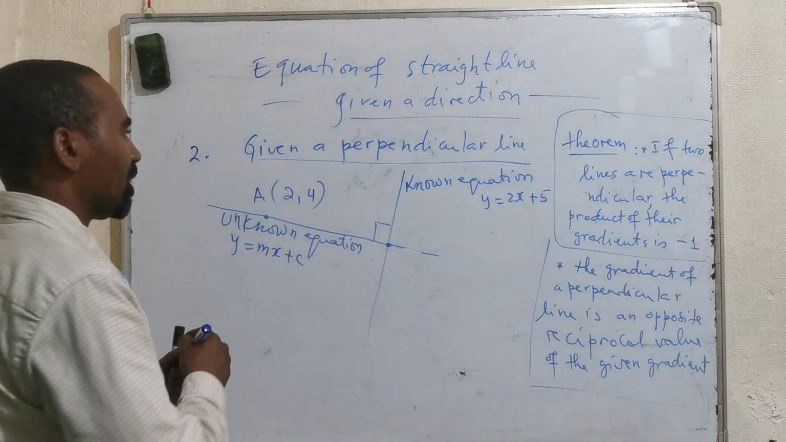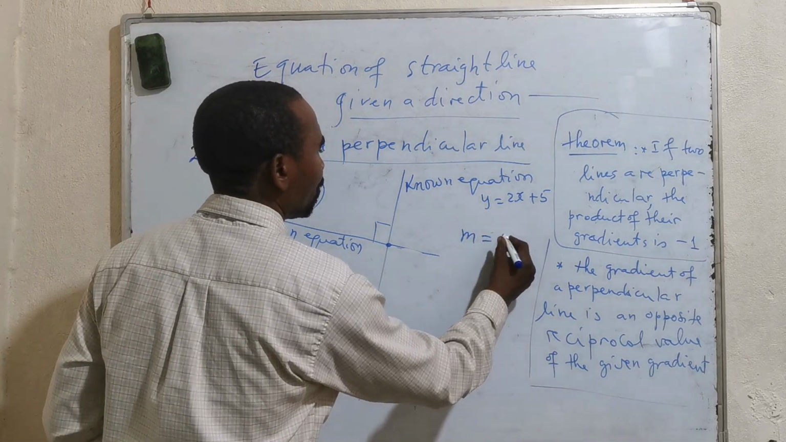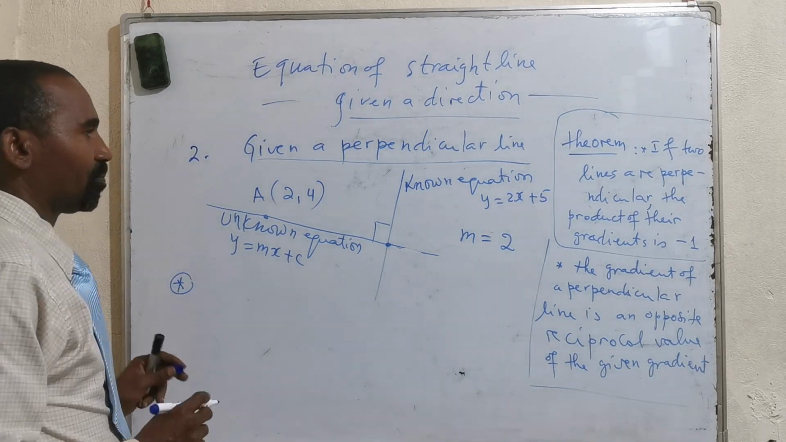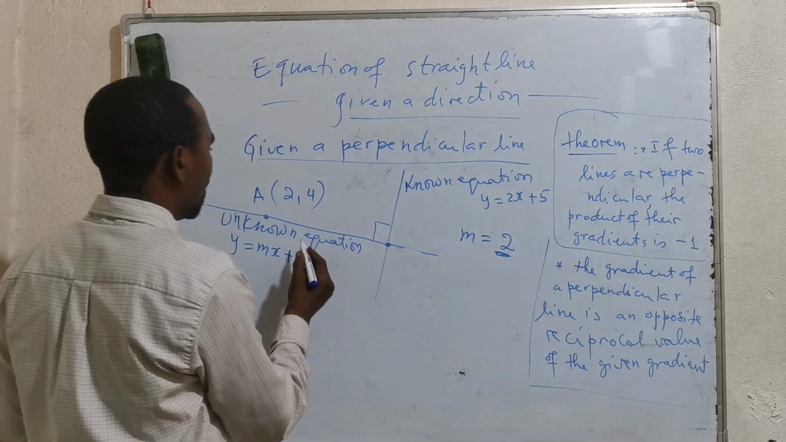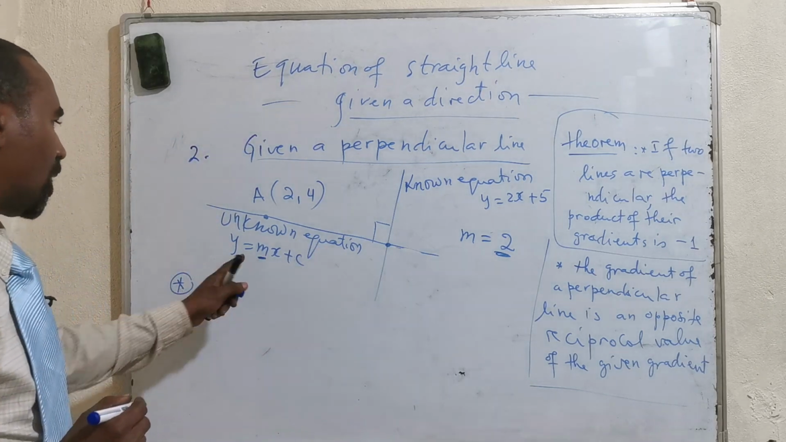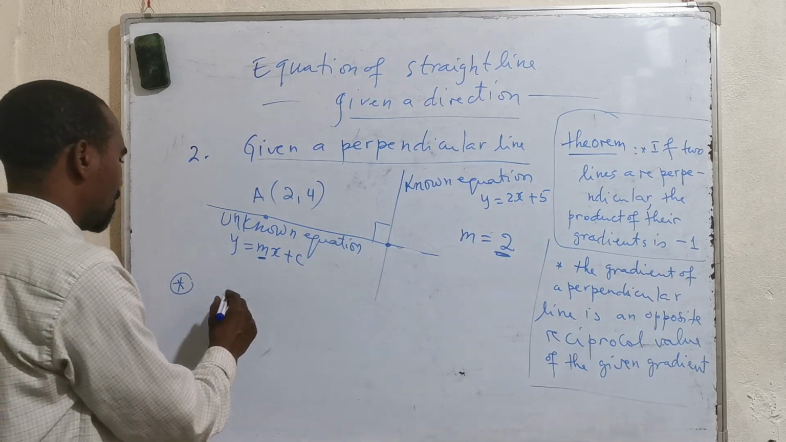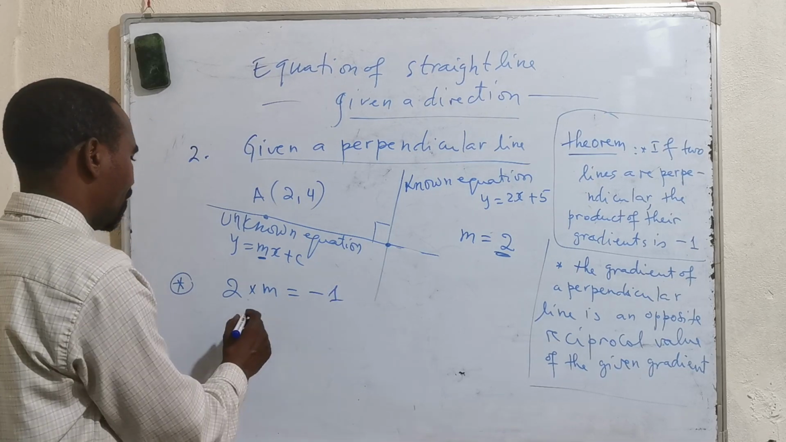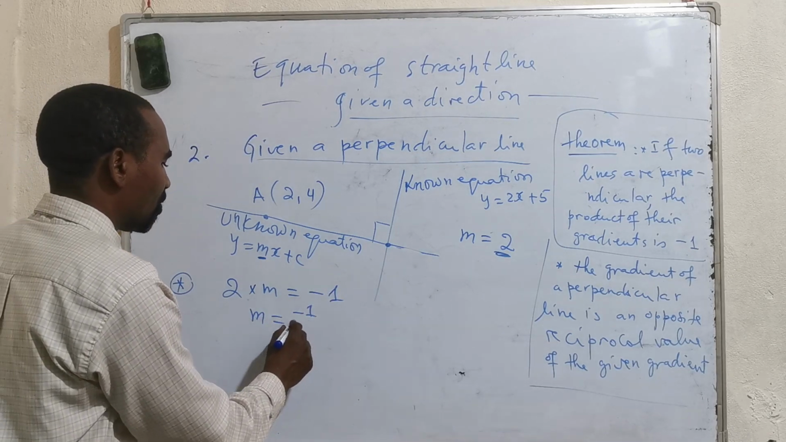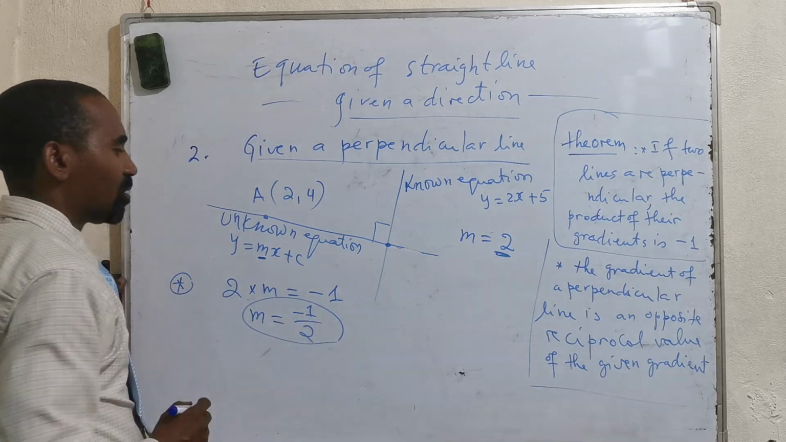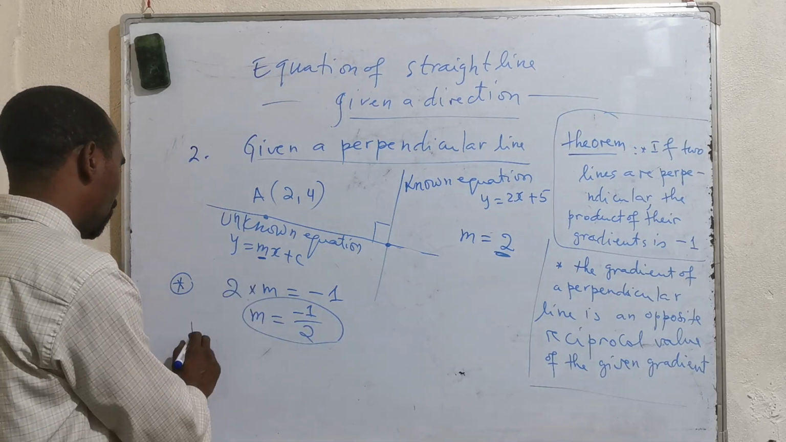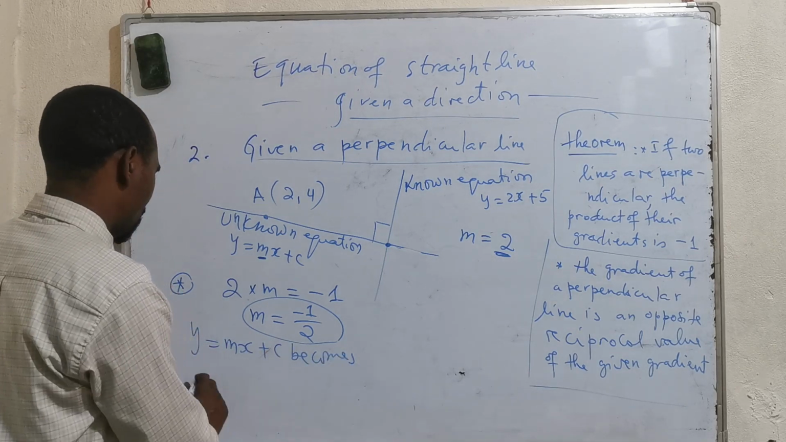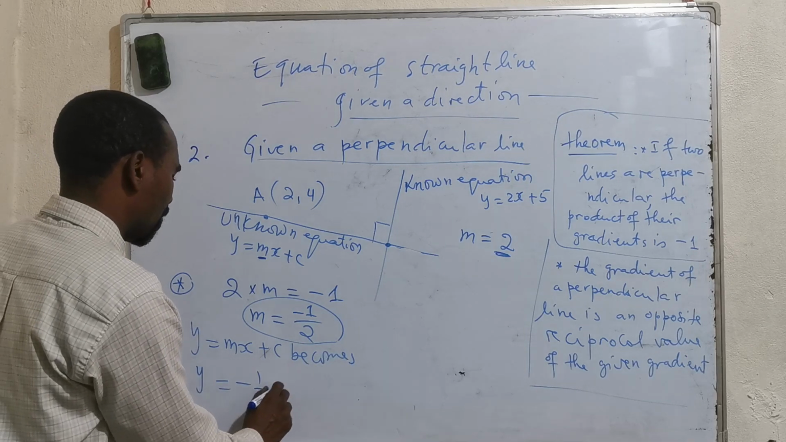Now, let's find the gradient. From the known equation, the gradient is 2. Let us use the first theorem. There is the known gradient and the unknown line's gradient m. Their product, 2 times m, must be equal to -1. Then m is -1/2. This is the gradient of the unknown line. Then y = mx + c becomes y = -1/2 x + c.